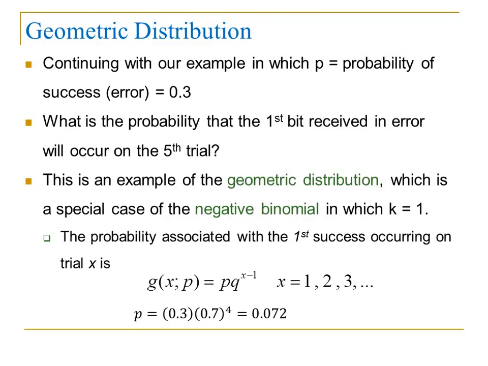The geometric is also similar, but for this case, instead of looking at the k number of successes, we are looking at a special case of the negative binomial in which that number of successes is 1. So you want to know how many trials until you get the first success. That's the geometric, which is very similar to the negative binomial.